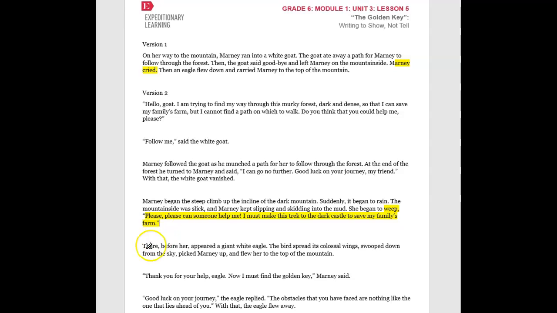There, before her, appeared a giant white eagle. The bird spread its colossal wings, swooped down from the sky, picked Marnie up, and flew her to the top of the mountain.